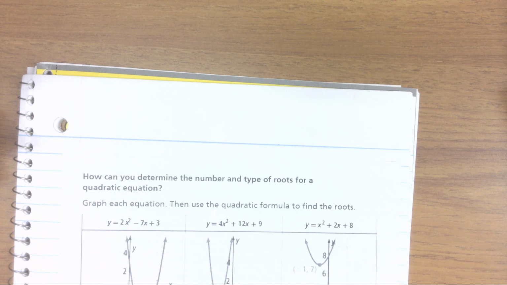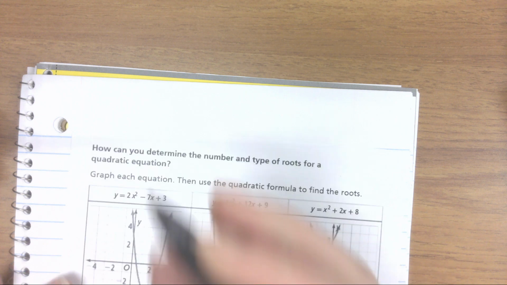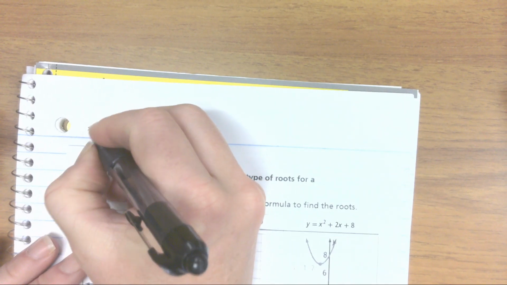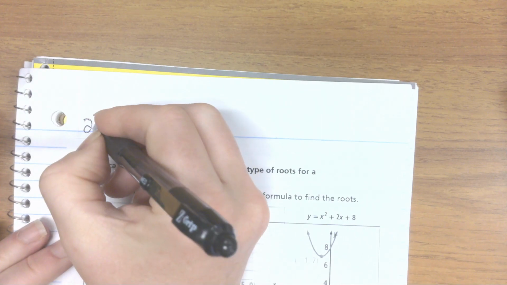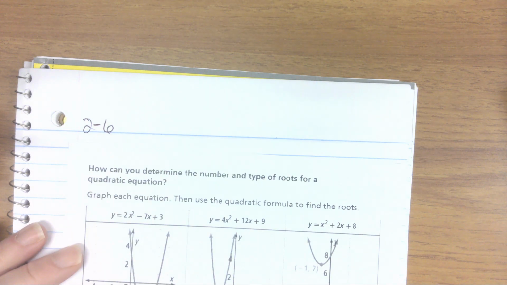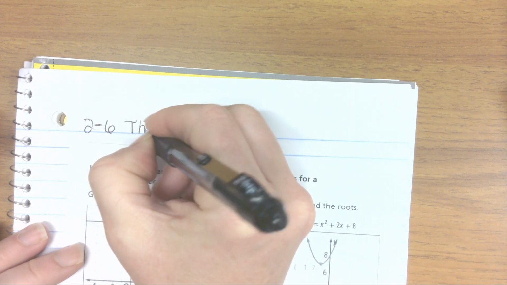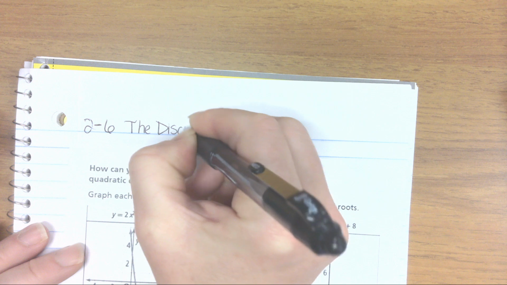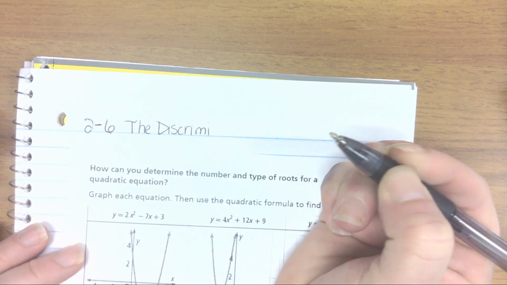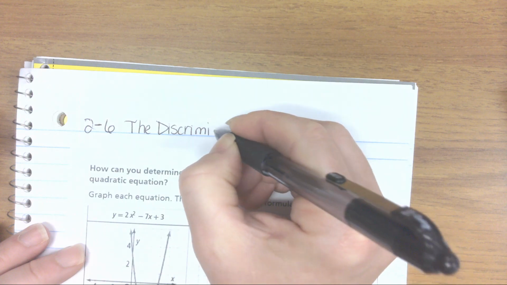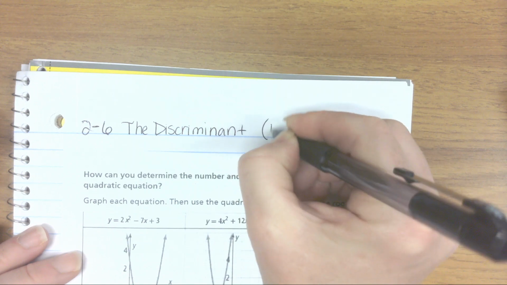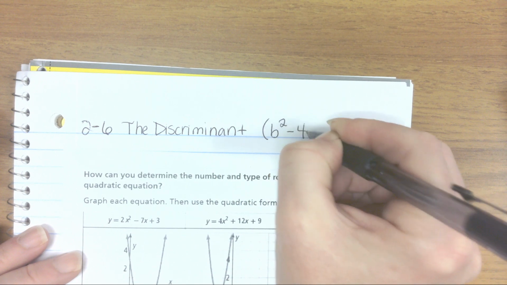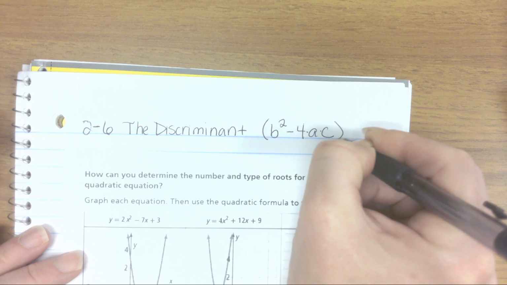So the types, now that we worked on solving, we're going to work on something called the discriminant, which is part of the quadratic formula, and what it tells us about the solutions. So the title of what we're going to talk about today is the discriminant. And just so you're aware, the discriminant is b squared minus 4ac, which hopefully looks familiar to you.